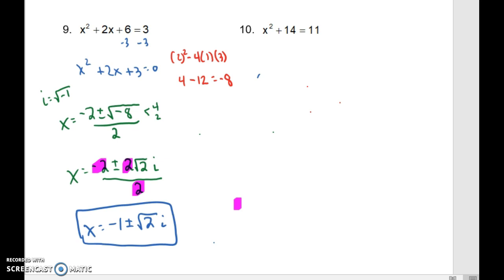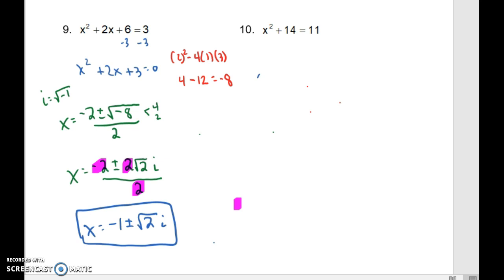But on number 10, there's something structurally different about number 10 than the others. And it has to do with the fact that we don't have an x term. We have an x squared term, but we don't have that linear term at all. So if that happens, your strategy here should not be to factor or to use the quadratic formula. Your strategy should probably be to use reversing operations.